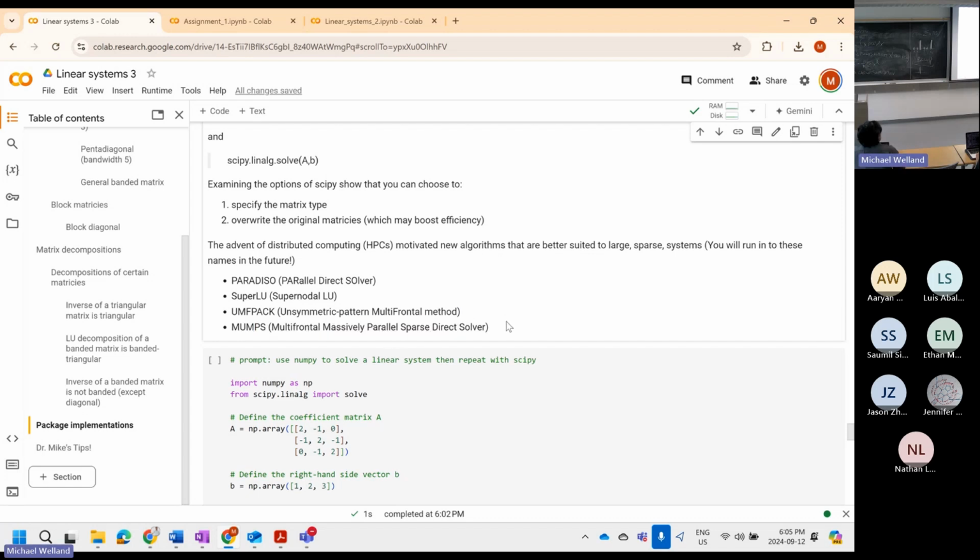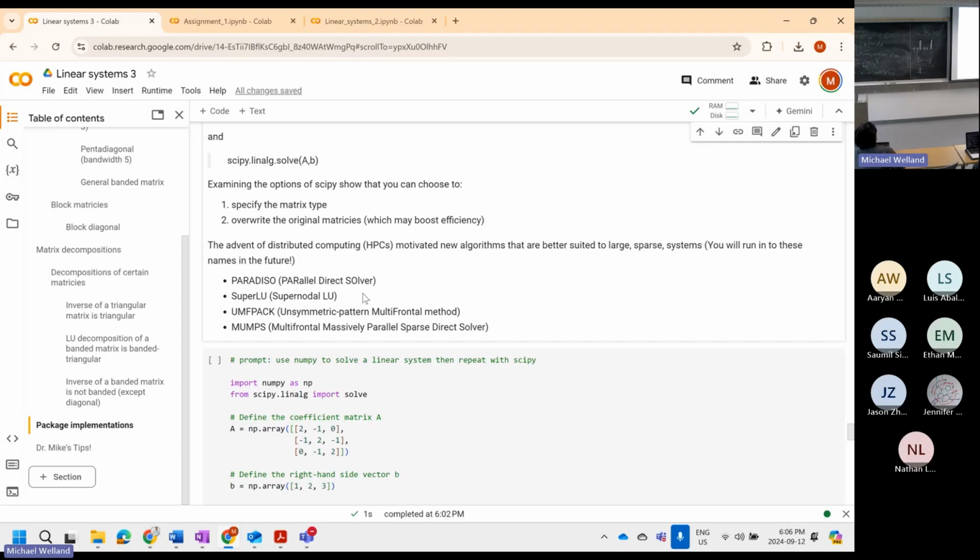MUMPS is another big one. It has the word massively in there, so everybody thinks that it must be better. PARDISO is actually, in my experience, so PARDISO and SuperLU are both, they use a different technique. I have no idea about it. Google it. Absolutely no idea. Something about supernodes.